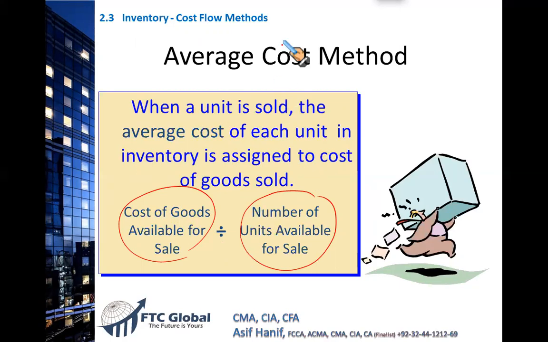This is again a pretty straightforward concept, right? You simply take the total value of all the goods available and divide by the number of units. So you will get an average rate, and you can use that average rate to calculate your CGS and your closing stock. So it's pretty straightforward.